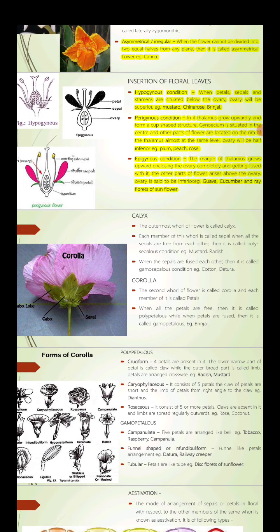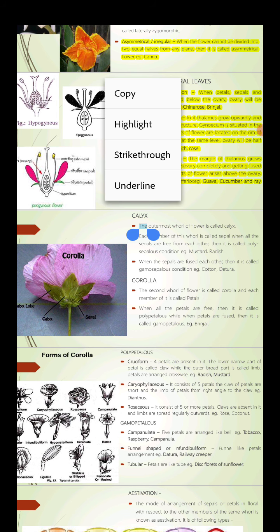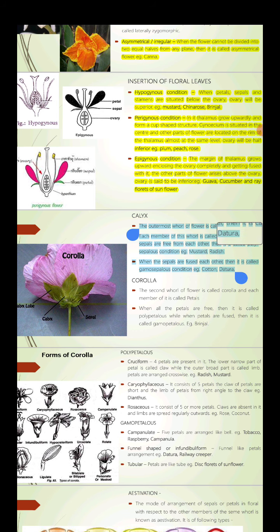Next thing is the calyx. What's the meaning of the calyx? The outermost whorl of the flower is called the calyx. Each member of this whorl is called a sepal. When all the sepals are free from each other, it's called polysepalous, and when the sepals are fused with each other, that's called gamosepalous. These two things are important for your examination.